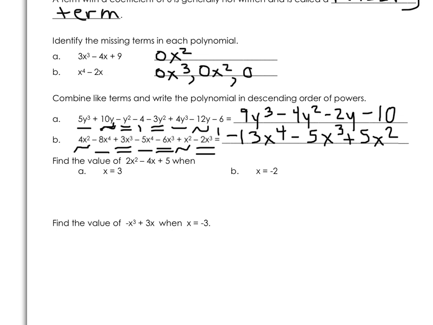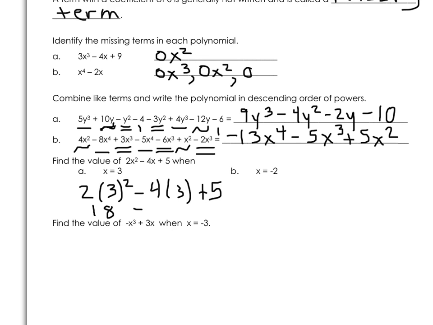Now let's find the value of 2x squared minus 4x plus 5 when x is 3. If x is 3, everywhere there is an x, we're going to put a 3. So it'll be 2 times 3 squared minus 4 times 3 plus 5. Now we have to follow the order of operations. 3 squared is 9, and 2 times 9 is 18. Exponents first, then multiplication.